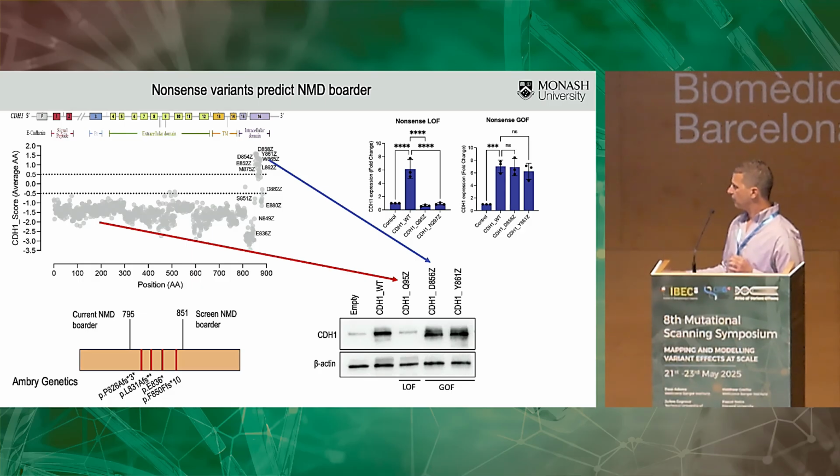If you look at the current border of NMD for CDH1, which is currently classified as 55 nucleotides upstream of exon 15, it would be right here. Our border of NMD based on this screen is right here at 851. And if we look at patient data, there are at least 4 families that have clear mutations that, if you look at their pathogenicity and their family inheritance, look like very pathogenic CDH1 variants, and they're all located upstream of our NMD border. The closest one is here at 850, which is right before our border.